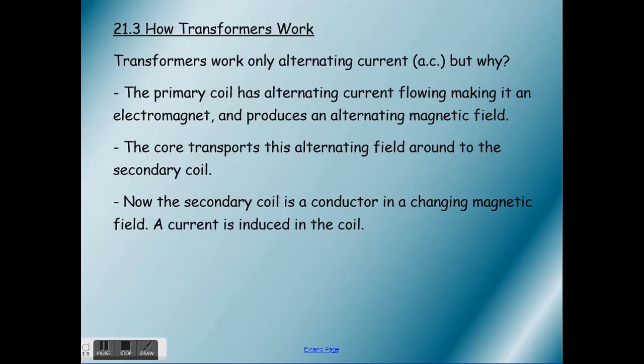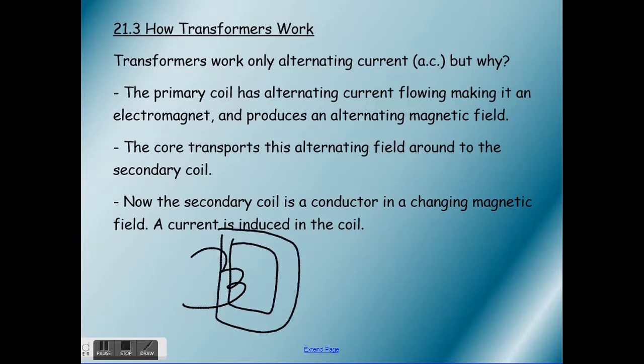So here's the primary coil. Here is the core. So this is an electromagnet, produces an alternating magnetic field going both ways, and then transfers that to the secondary coil. Okay? Now, the secondary coil is in a changing magnetic field, so a current is induced in the coil. That's why it uses an alternating current.